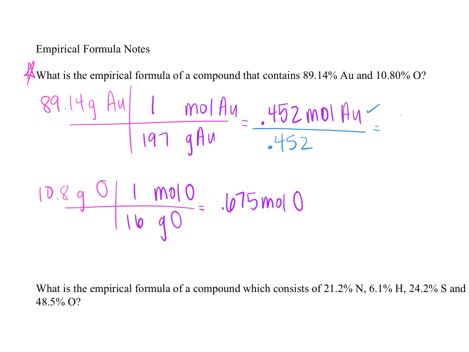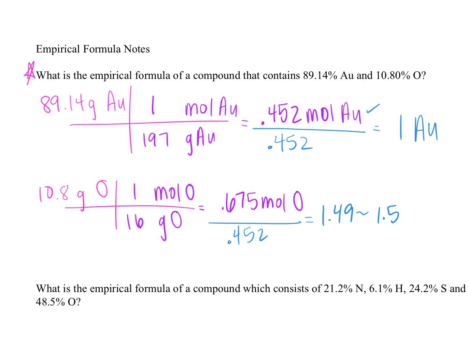So this means I need 1 gold. And I'll take this one divided by 0.452. And what do I get here? Right, I get 1.49, which is about 1.5. Can I round that to a whole number? No. This is where I put this example in on purpose. This is where we have to keep the ratio intact, but we need to get them to whole numbers.